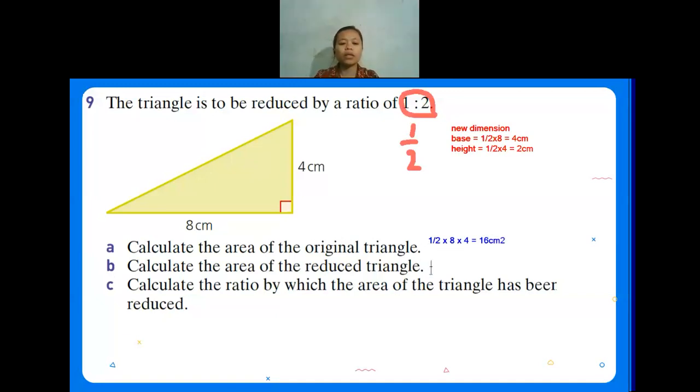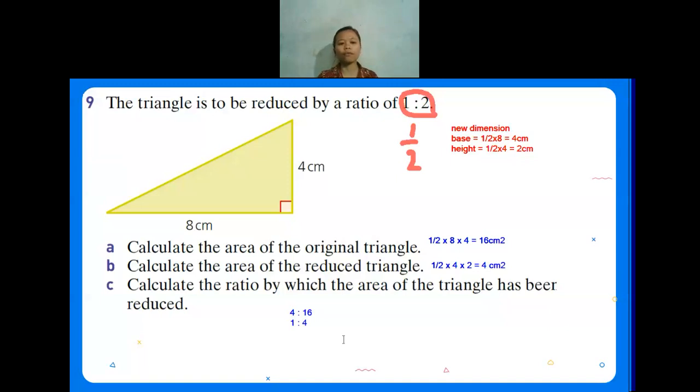And then for question B, calculate the area of the reduced triangle. So it will be a half times 4 times 2, which equals 4 centimeter square. Is there anyone who disagrees, or maybe I made a typo or anything? No? Okay. So for question C, calculate the ratio by which the area of the triangle has reduced. So 1 by 4. How did you get 1 by 4? We have 4 by 16, so it will equal 1 to 4 for the ratio.